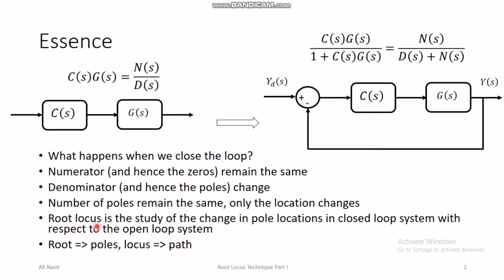Root locus is the study of the change in pole locations in the closed loop system with respect to the open loop system. With root locus we can determine, with respect to the open loop poles, what are the corresponding locations of the closed loop poles, which are roots of d(s) plus n(s) equals 0. Root means poles and locus means path. So root locus is basically the study of the path followed by the poles of the closed loop system with respect to the open loop poles.